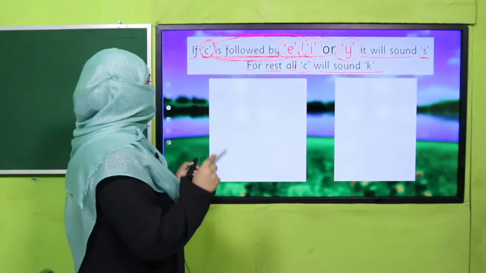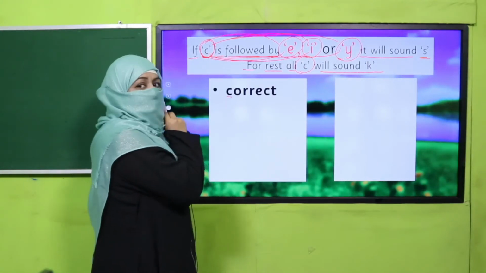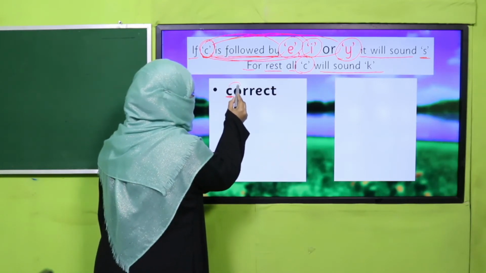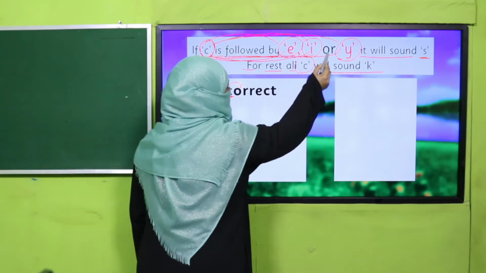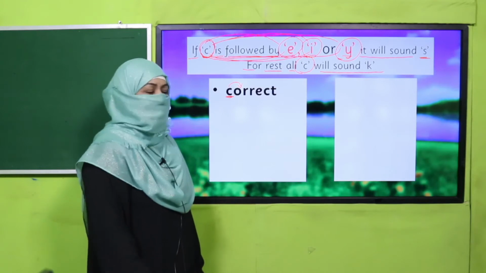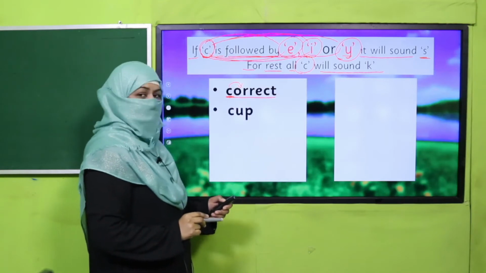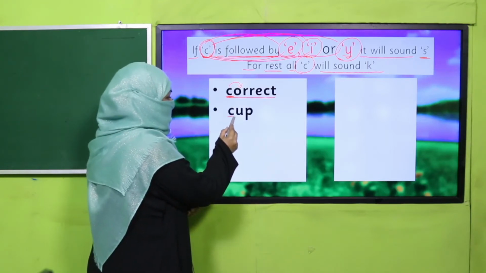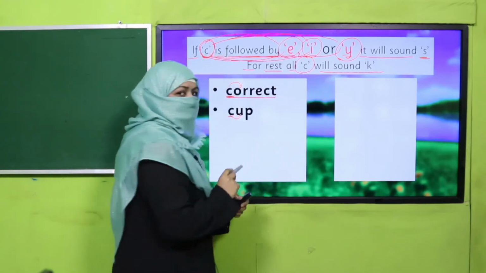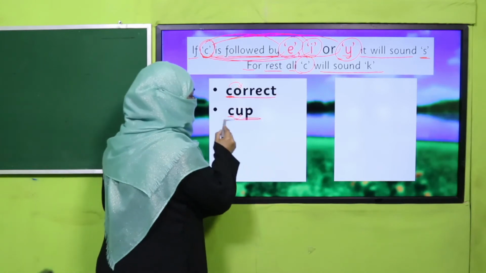Right? For example, now you find it's C here. You have to see which letter is coming after C. It's letter O. Neither E, I or Y. So it will be hard sound. And what is hard sound? K. So we will say correct. Okay. Again, letter C is there and it is followed by U. And it is not one of E, I, Y. That's why it will be hard C and that's K. And we'll say cup.